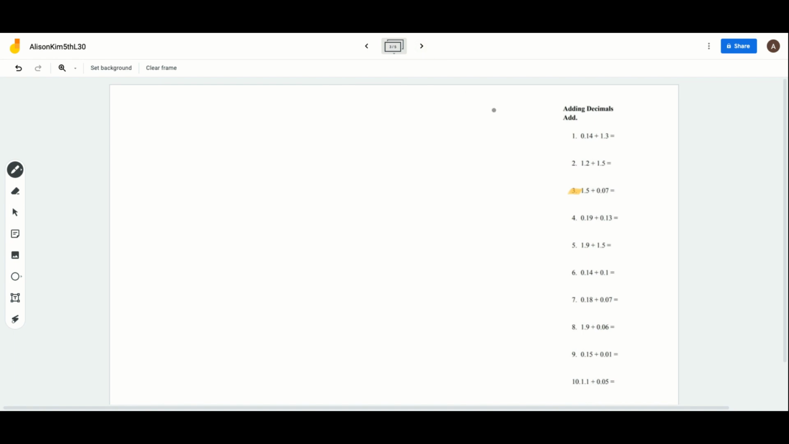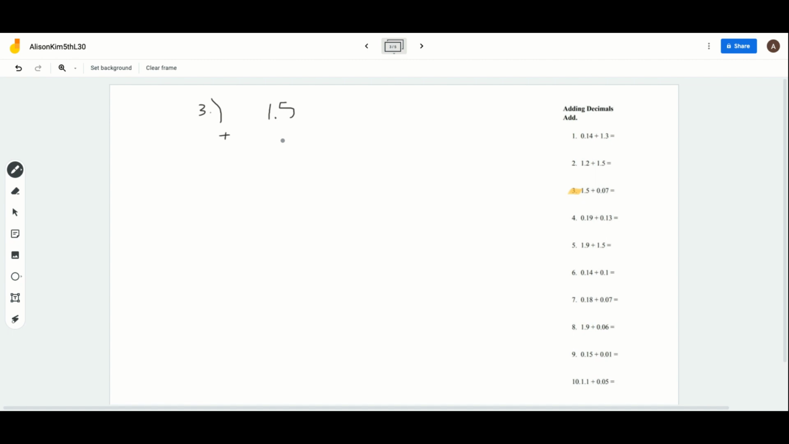So this is different from multiplying decimals because obviously you're adding. But the rule for adding decimals is that you have to have all the decimals line up. So it gives us 1.5. I'm sorry, we're doing number 3. It gives us 1.5 plus 0.07. So in order to add decimals, you need to have the decimals line up.